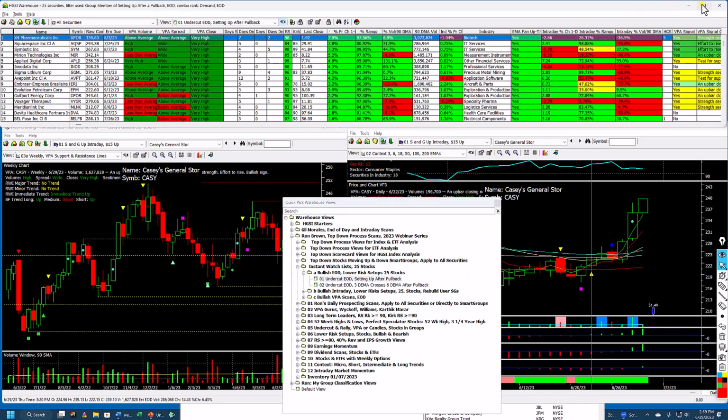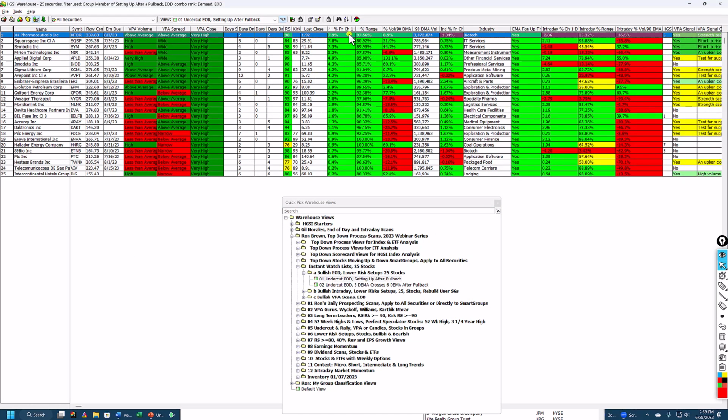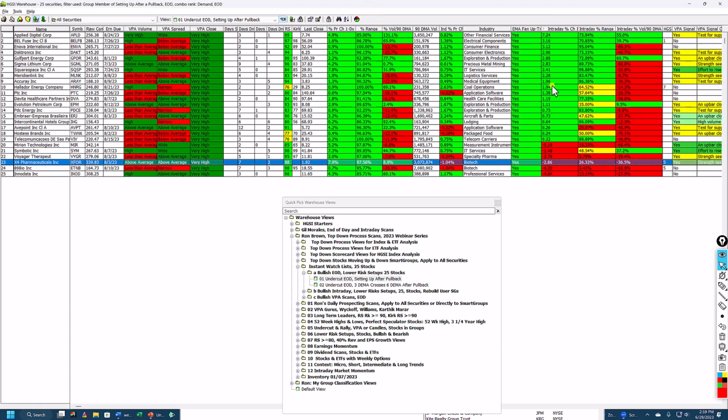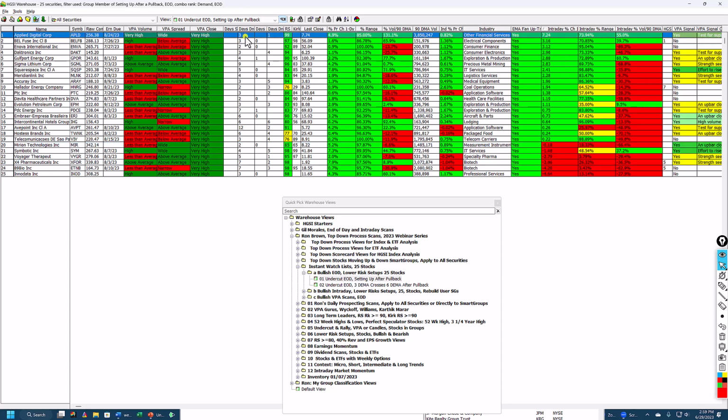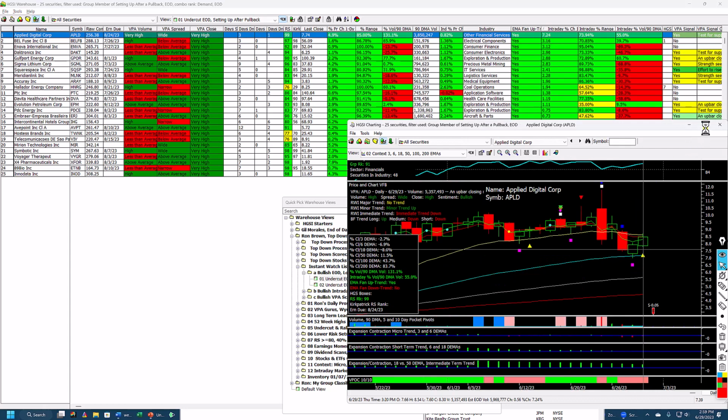So let's just take a look at this. Am I in the right place here? Okay, here's the intraday right here. So you can see that most of these are up today. And these are low risk trades because the days were down 4 days on Applied Digital Corp and on the VPOC down 2 days, but it's up 7.24% today.